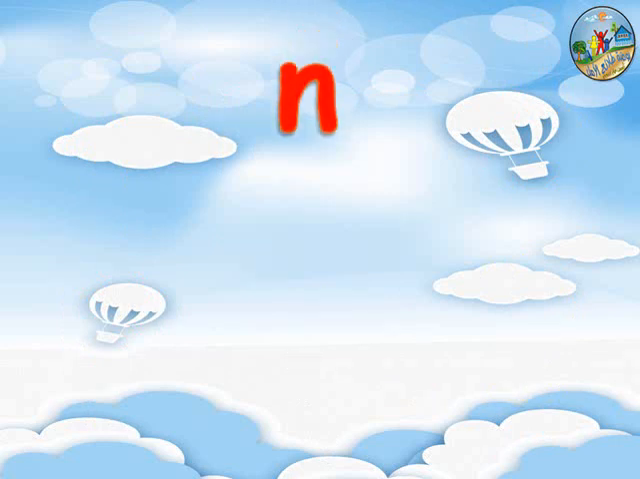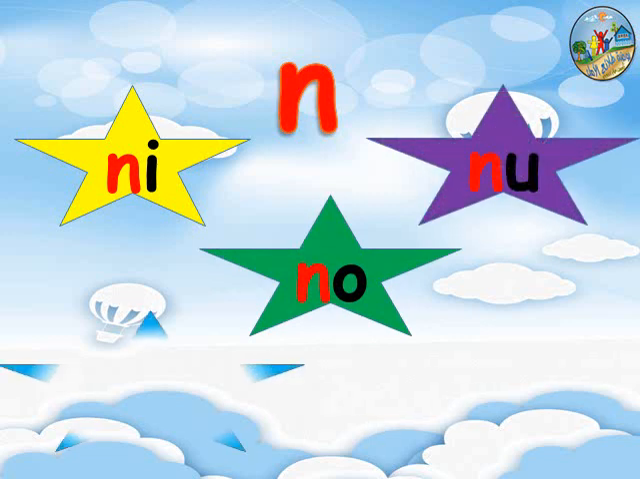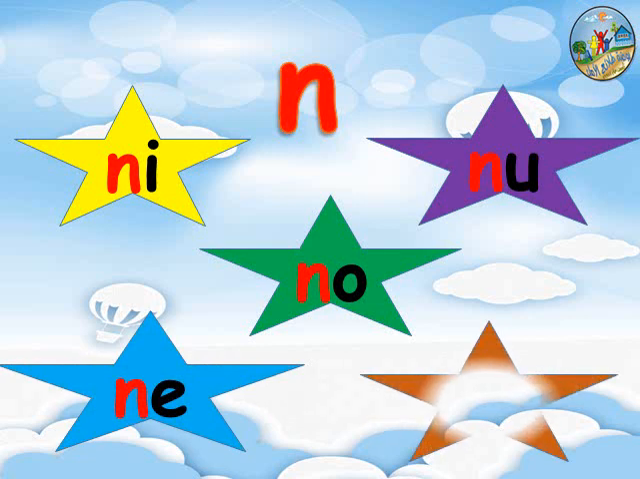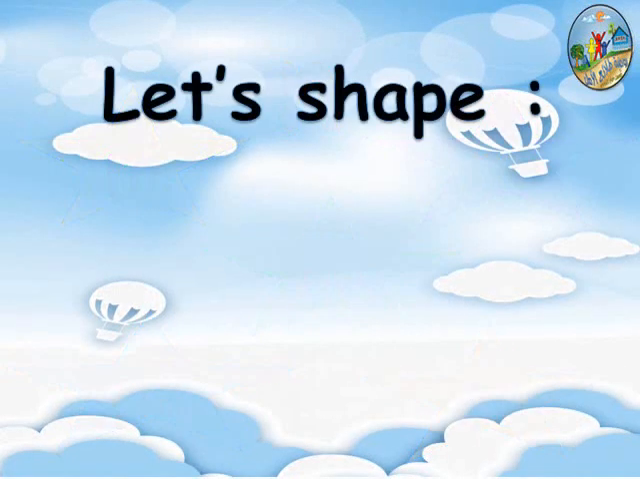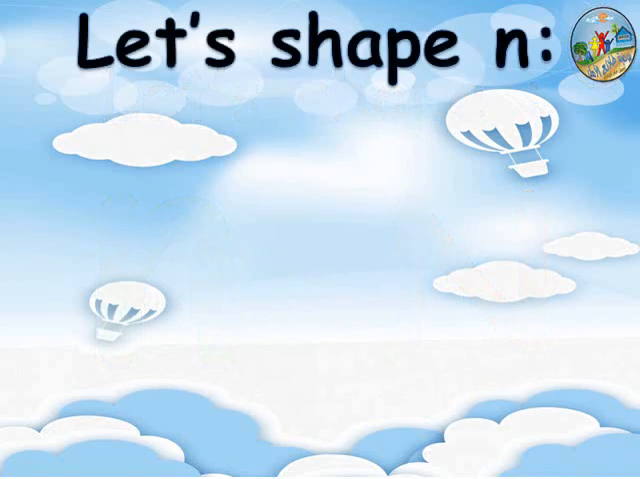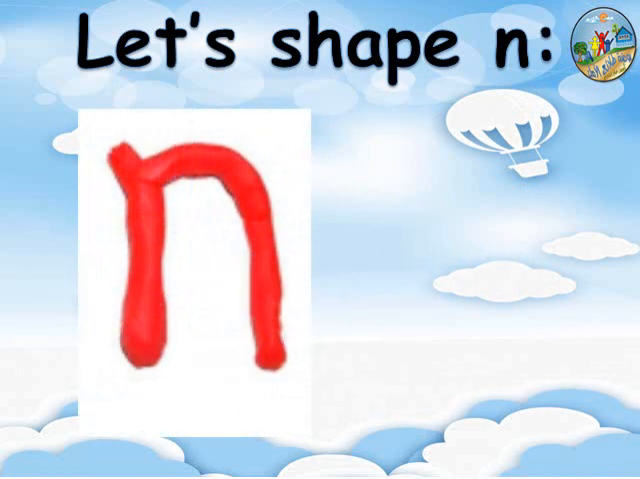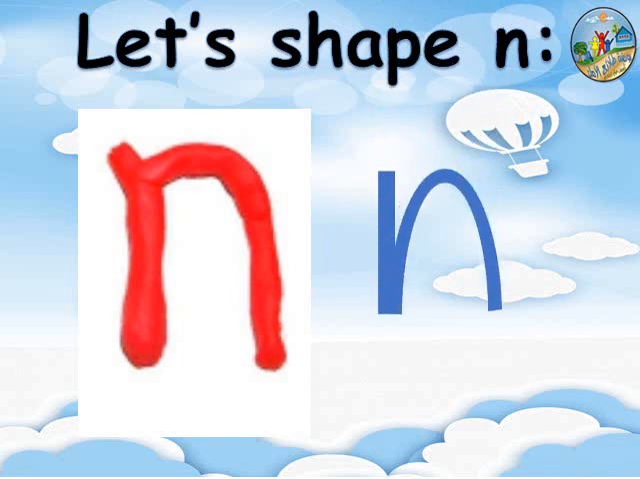Let's read na with the vowels. Ni, no, na, ne, na, ni, no, na, ne, na. Now let's shape small na and capital na. Let's shape small na by using the clay. Look. A standing line, then a small curve towards down. That's the way to shape small na by using the clay.